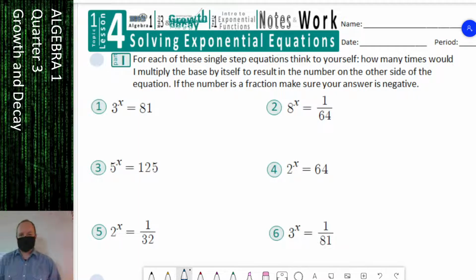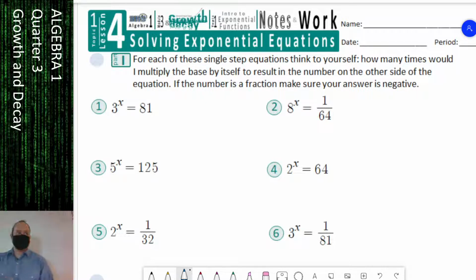We're still working with exponential equations, exponential functions. After tomorrow's quiz, we've got another maybe 3 or 4 lessons on them. Today we're going to be solving them. We're going to actually come up with single number answers.